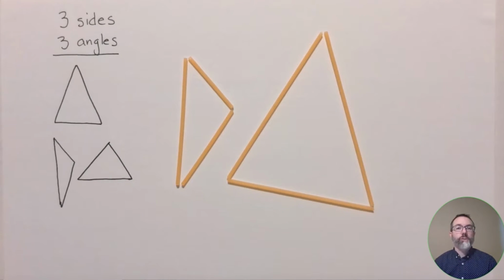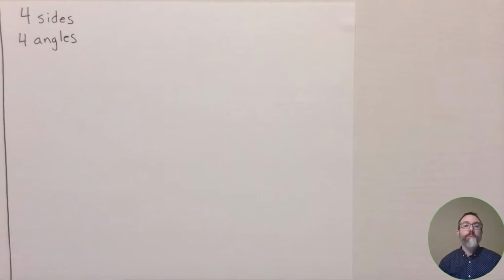Now that we've built some shapes with 3 sides and 3 angles, let's try a different number of sides and angles. I want you to do the same activity with 4 sides and 4 angles. You can press pause, build about 3 or 4 shapes that have 4 sides and 4 angles, and then press play when you're ready to see some that I've built.